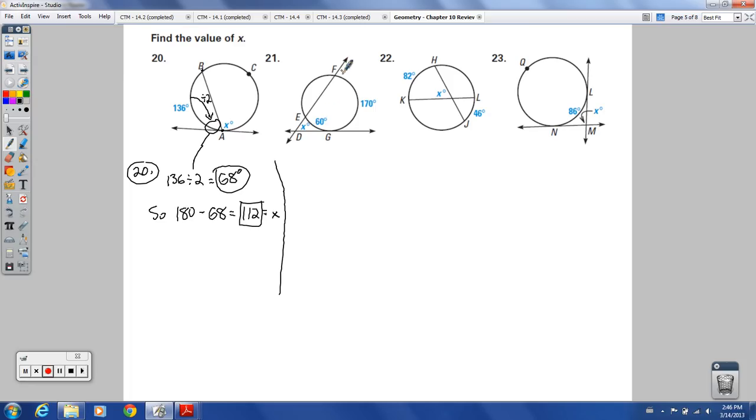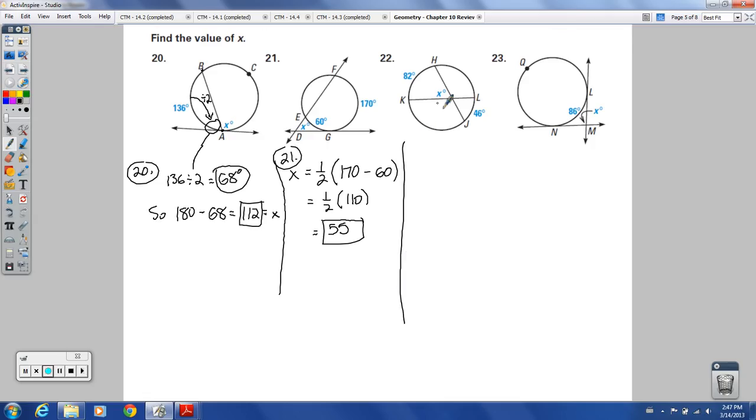So right here though, now we're using that theorem where it's half. This is 21, x is going to be half of the big arc that it intercepts minus the small arc. So x is half of 170 minus 60. And that would be half of 110, which would equal 55. And again, I should technically leave the degrees out, but I'd take it either way because x is the number in front of the degree mark. So 55.